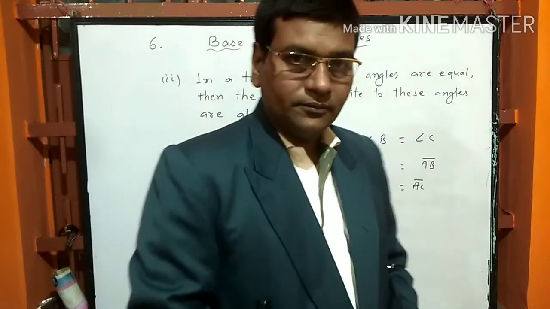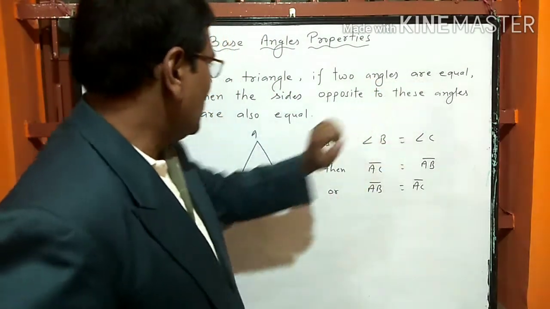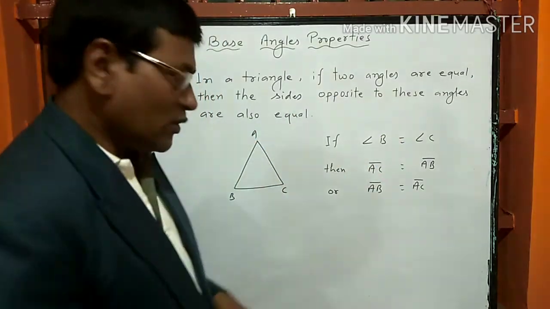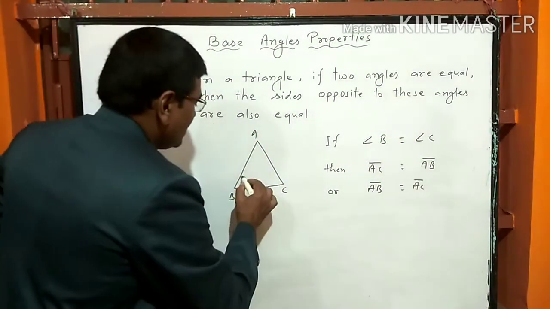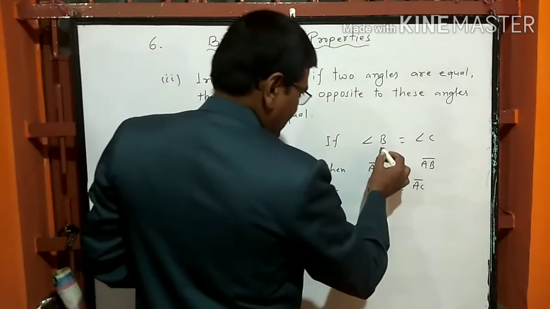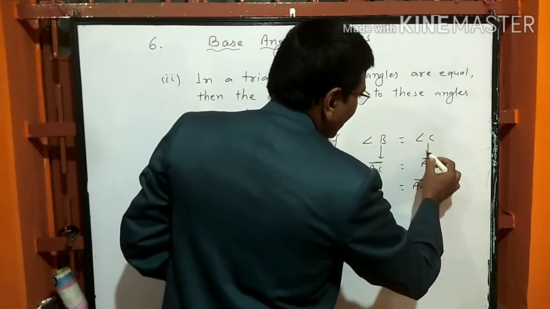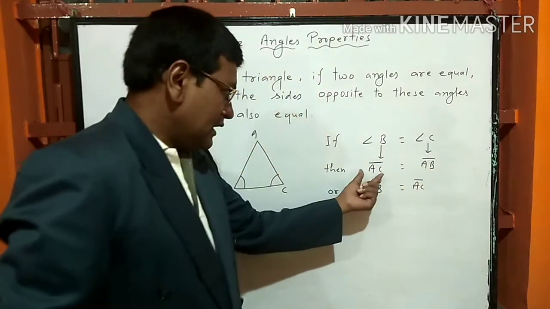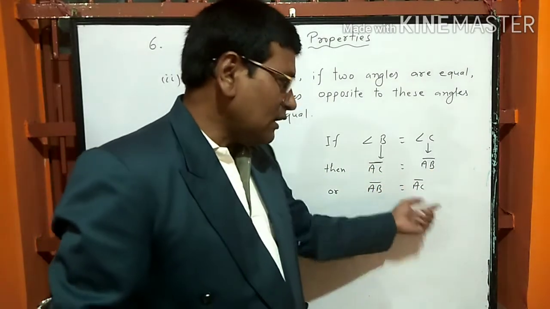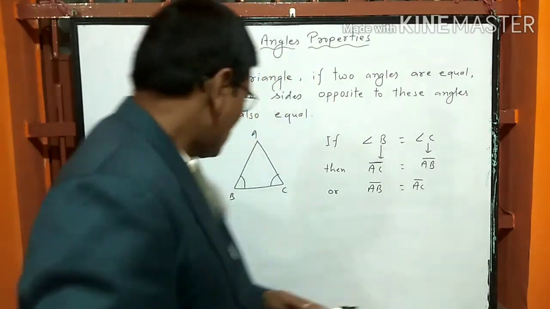Next one is, in a triangle, if two angles are equal, then the sides opposite to these angles are also equal. Here, suppose angle B equal angle C. Then opposite side of B is AC and opposite side of angle C is AB. AC and AB will be equal. You can also write AB equal AC because left hand and right hand both are equal.